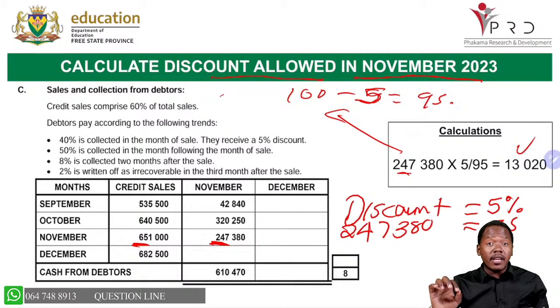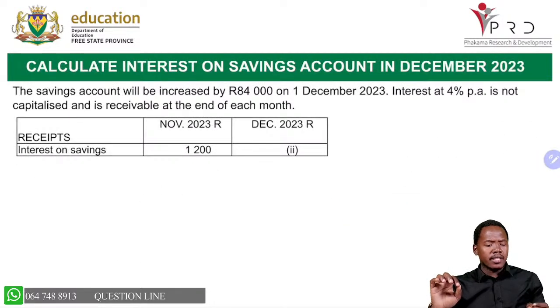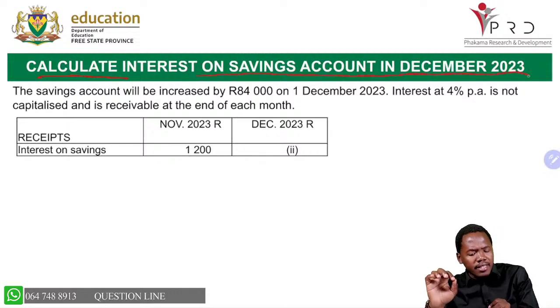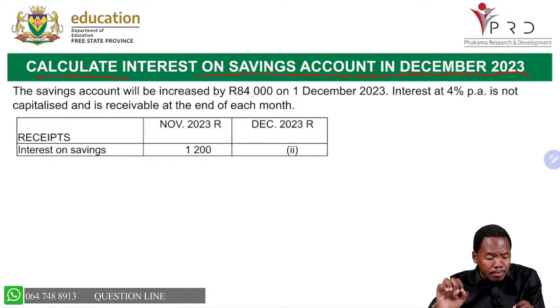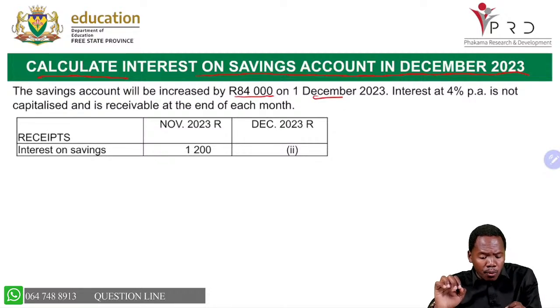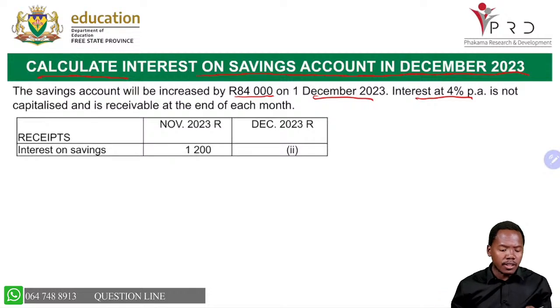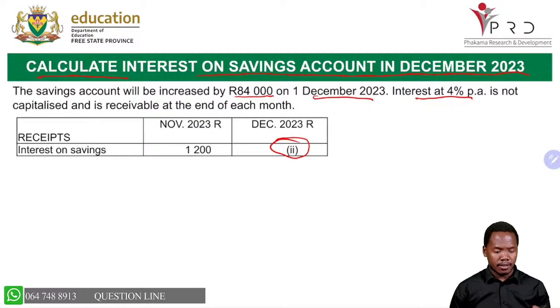Right, I hope everyone managed to write the format of the cash budget. Let us now move on. Let us look at this one. Calculate the interest on savings account in December. Now, what are we given here? The savings account will be increased by 84,000 on 1 December. Interest is at 4% per annum, which is not capitalized and receivable at the end of each month. So we are looking for the interest from our cash budget.